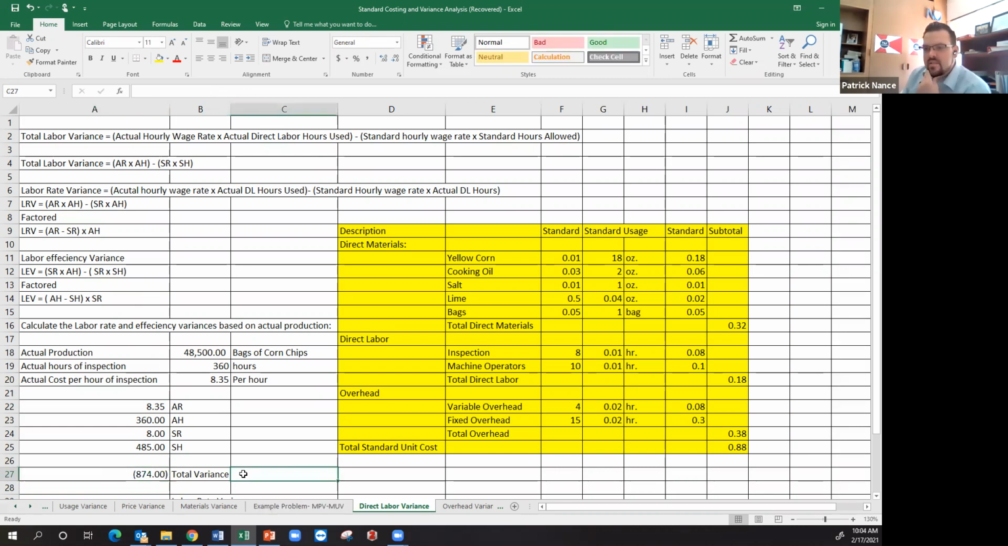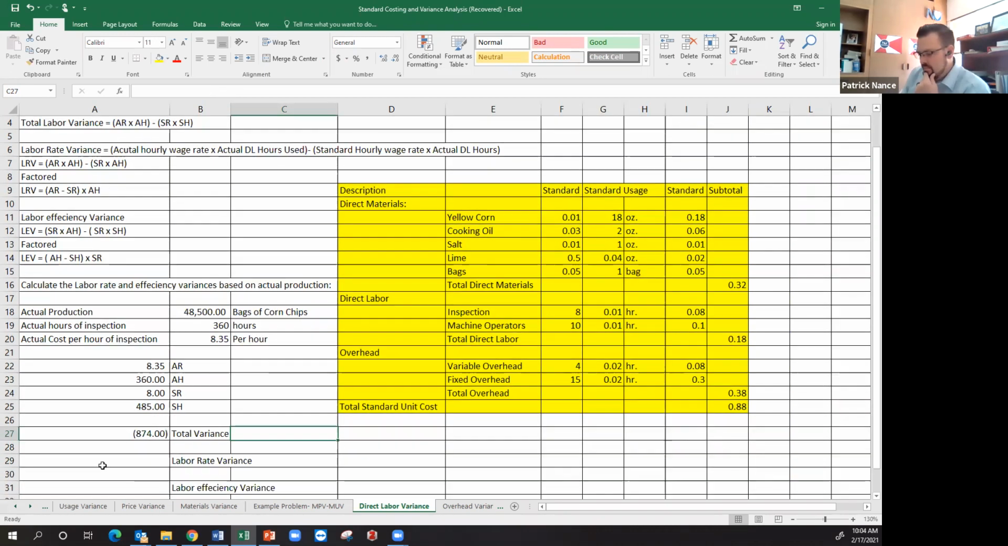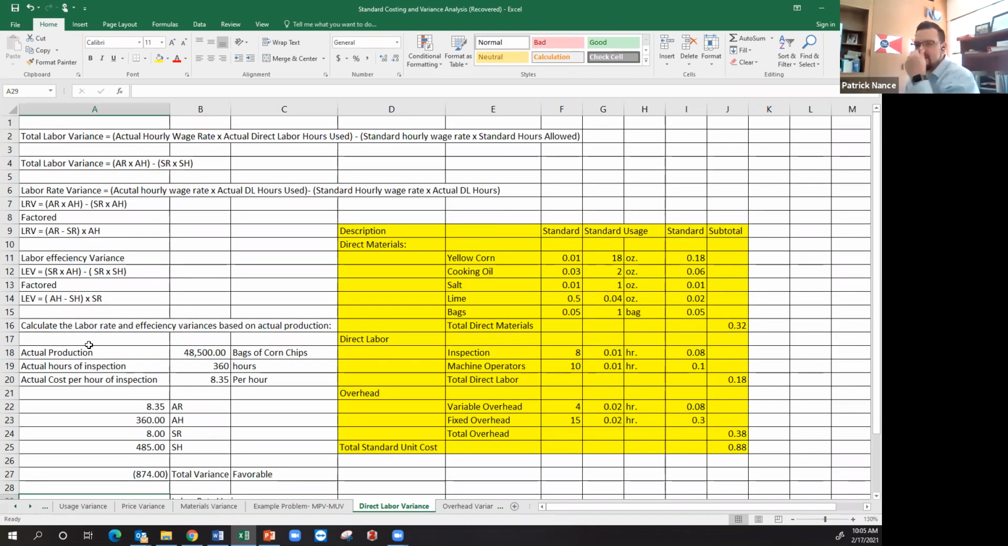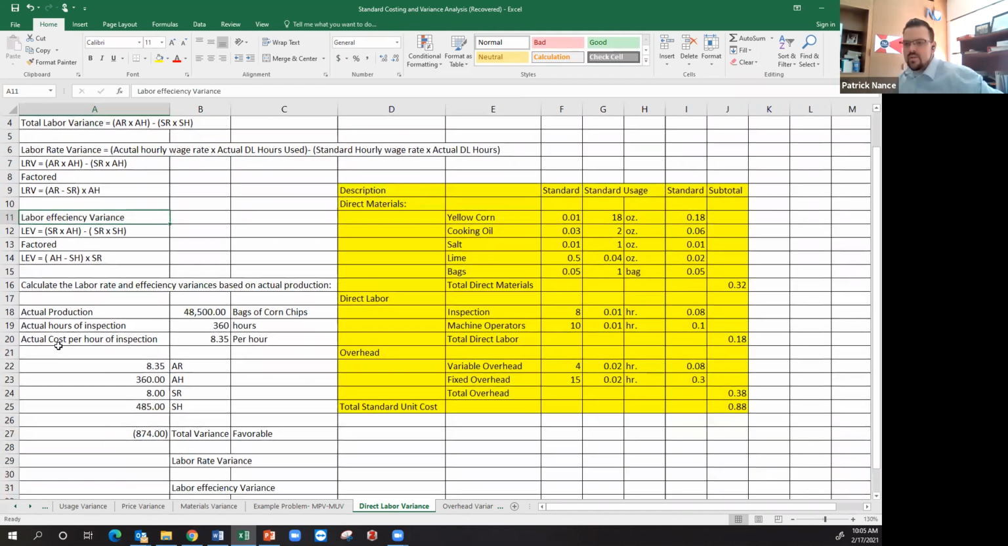And this is a favorable variance because I spent less. When it comes out negative, that means I spent less than what I should have based on my standards. Now we can break this down further and look at whether this variance came more from the rate that I charged, meaning the hourly rate, or efficiency, meaning how many hours I used compared to what I had planned to use based on my standards.